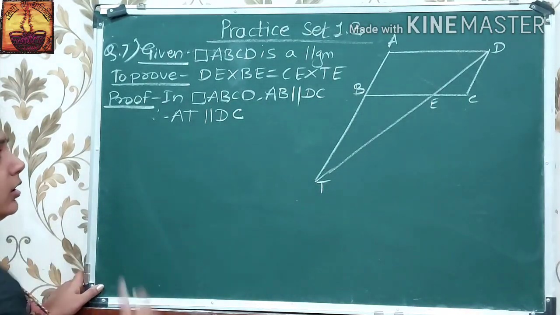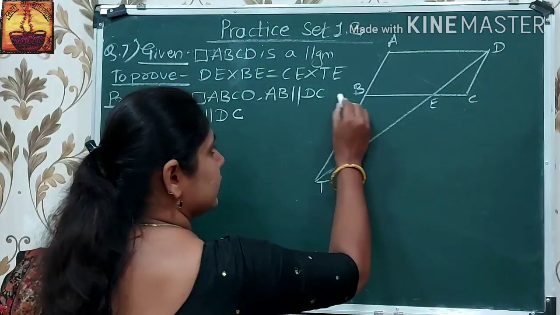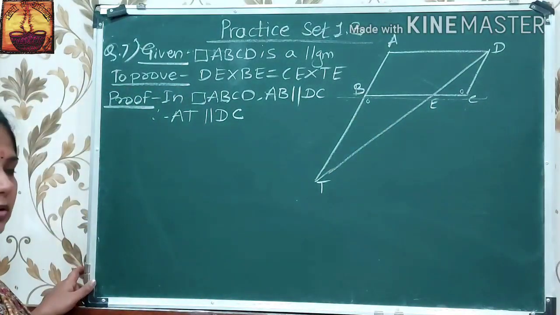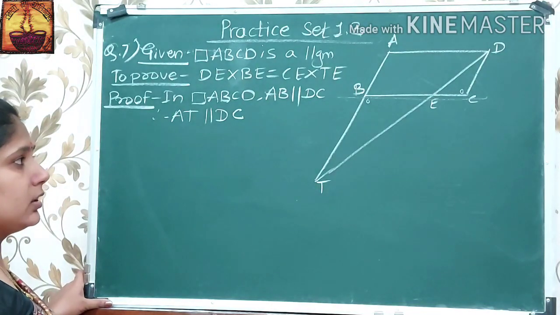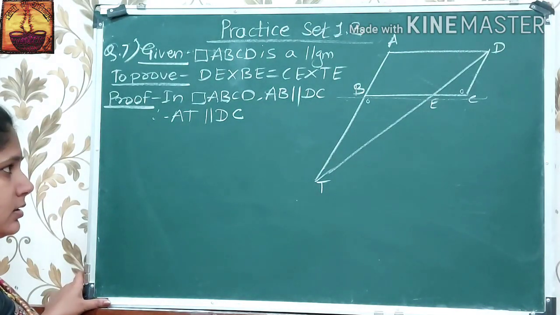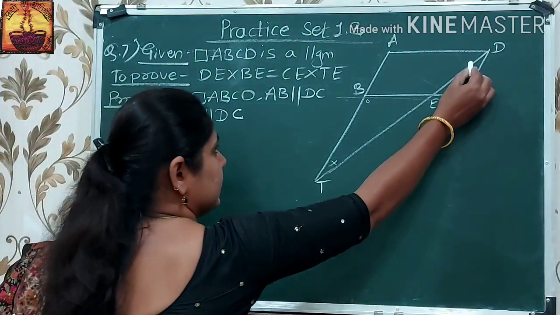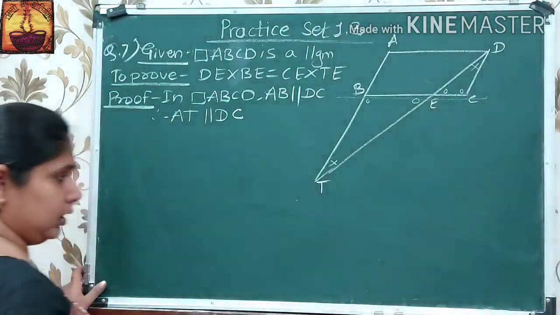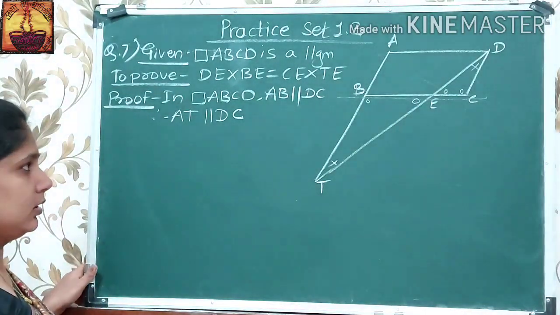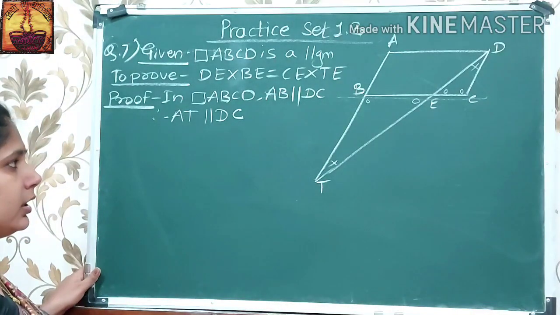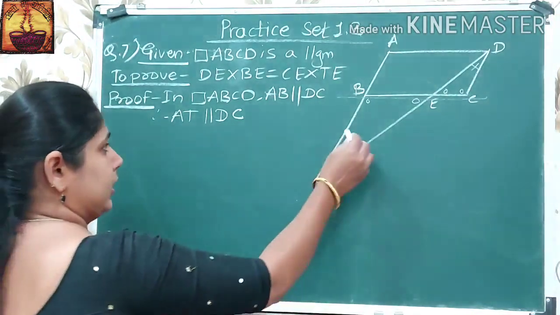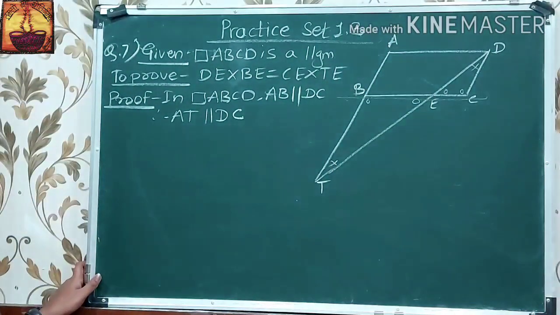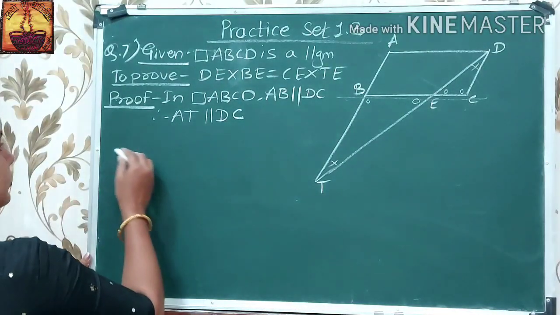Now, AT is parallel to DC, and if we take it as a transversal, then this angle and this angle are congruent angles. These angles are alternate angles. Similarly, this and these angles are also congruent, as they are vertically opposite angles. Therefore, by AA test, we have to prove here triangle BET and triangle CED are the similar triangles. Let us solve.